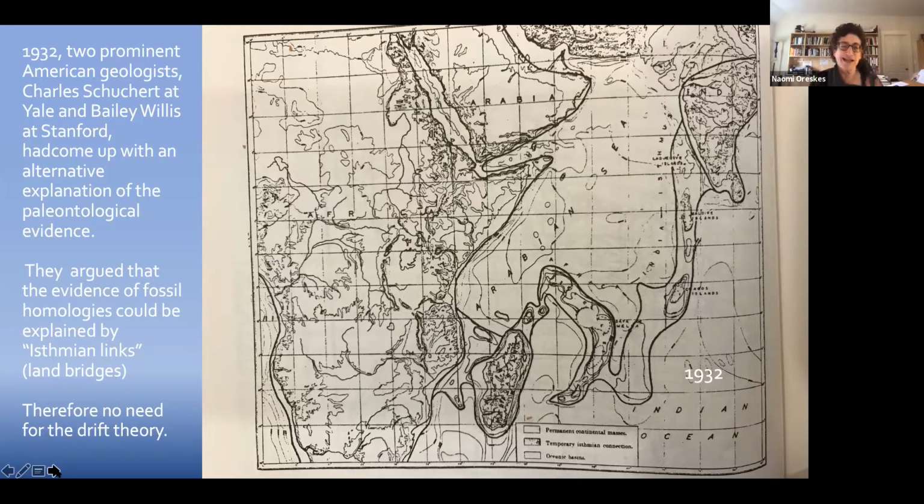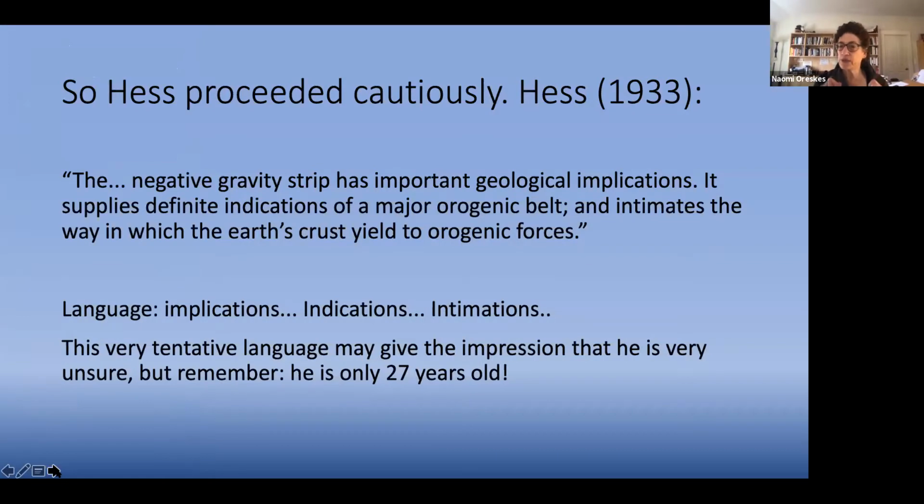So here it is, 1932, a young Harry Hess, he's just got his PhD, and he's got this really, really exciting data that he thinks proves there's some kind of big crustal displacements taking place. And at the very same time, two of the most famous, prominent geologists in America, Schuchert had been a president of GSA and a vice president of AAAS, they say, oh, you don't need that theory. Here's how we explain the fossils. So you can see that Hess is in a very delicate position. And so he proceeds cautiously.